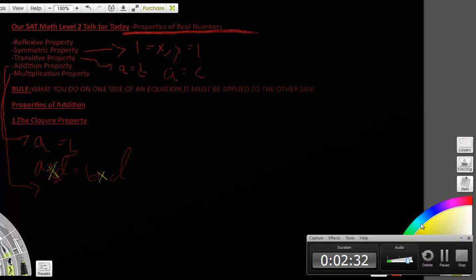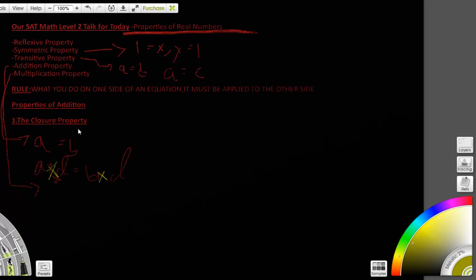Okay, so let's get into the kind of difficult stuff, but we can handle it. When you learn the properties of one type of operation like addition, subtraction, or multiplication, then you can obviously transfer to the next without any problem, because the properties are all the same. There's nothing different about them.